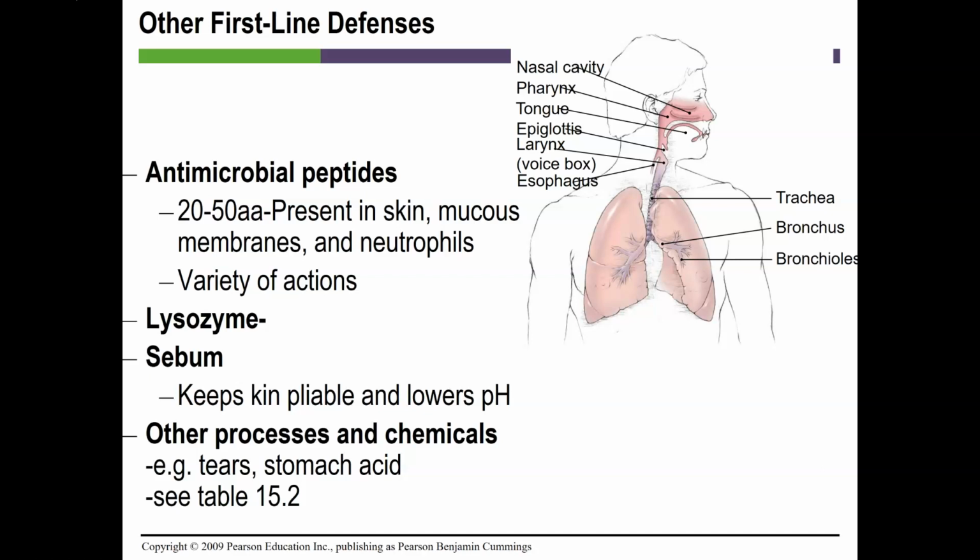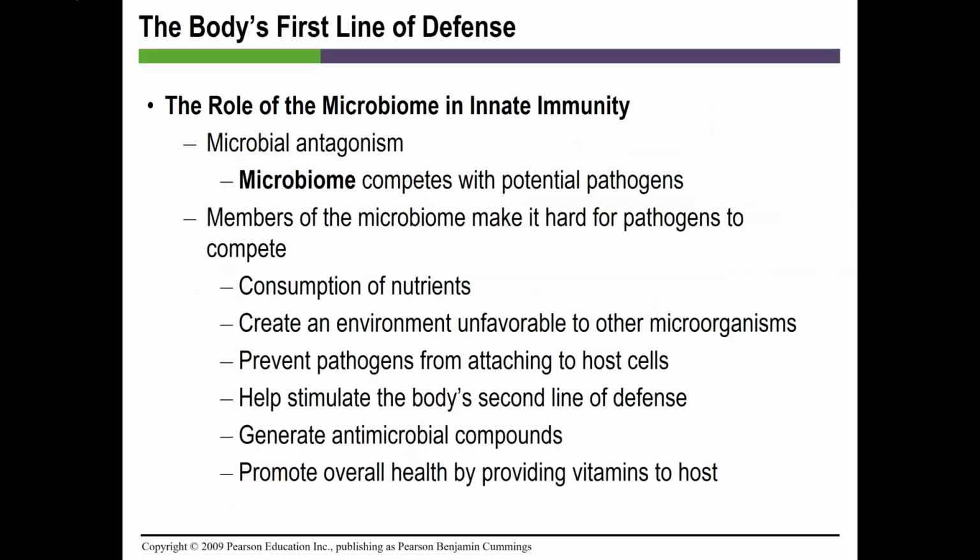We also have enzymes like lysozyme, which are found in tears and break down cell walls. Then, the sebum in our skin keeps it pliable and thus intact without breaks, and it lowers the pH, in turn inhibiting a lot of organisms. There are a lot of other chemicals and processes that are described in Chapter 15, Table 15.2. Now let's talk about the role of our microflora.